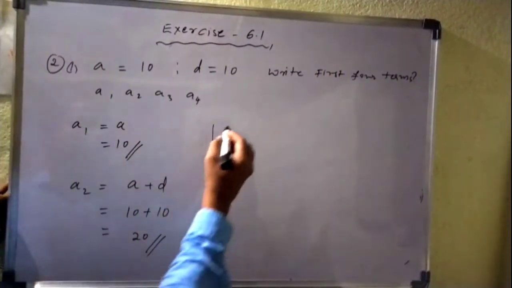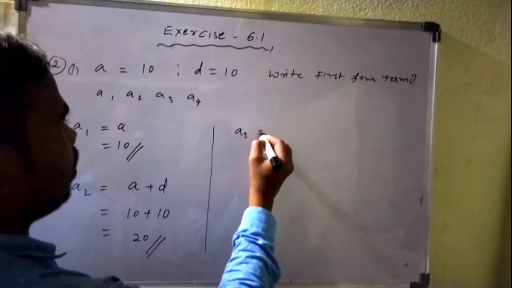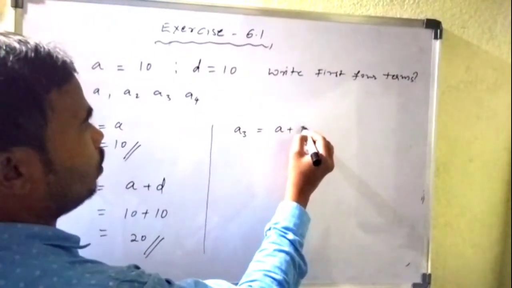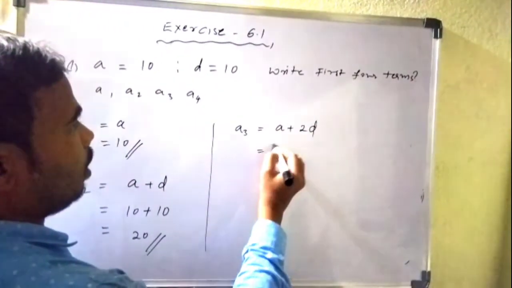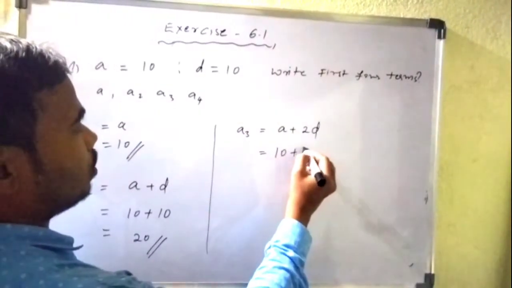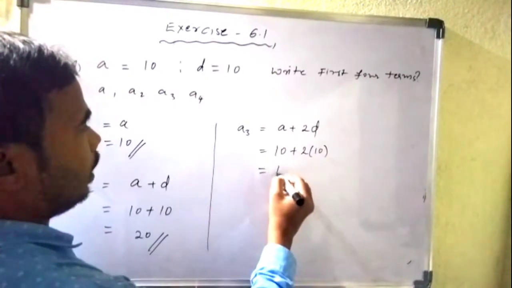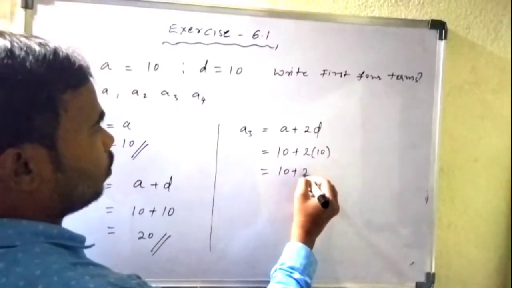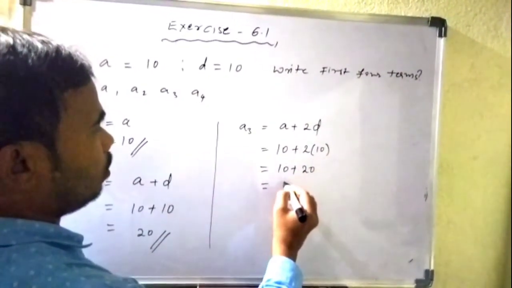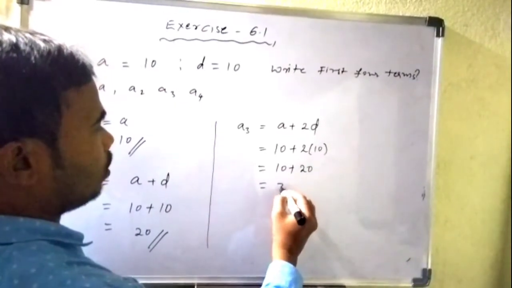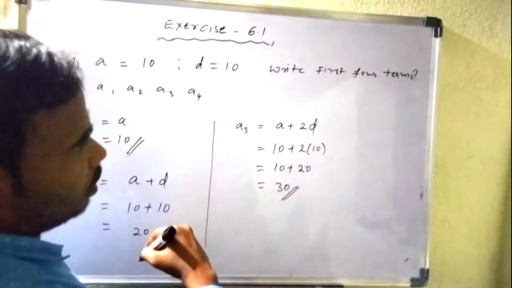Now A3. A3 formula, what is that? A plus 2D. So A value, how much is there? 10 plus 2 of D, D also 10 is there. So 10 plus 2 into 10, 20. So that is equal to 10 plus 20 is equal to 30. So A3 value also finished.